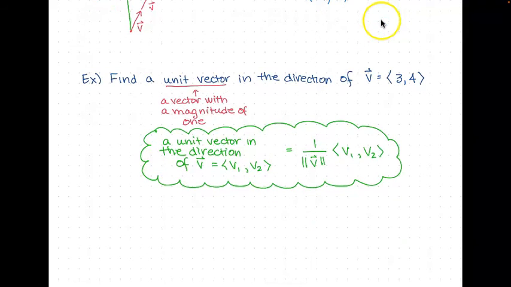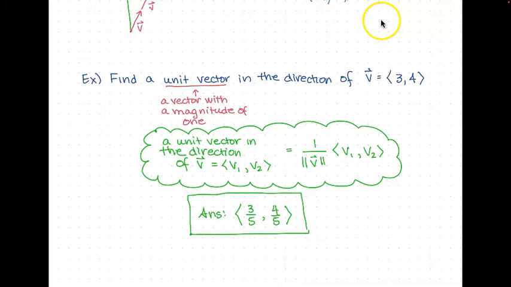So if that's the case, can you guys tell me what the unit vector in the direction of this vector v is? That's exactly it. Because we can look at that vector and easily see the magnitude of it's going to be 5. All right, one more idea and then we'll get into a word problem.